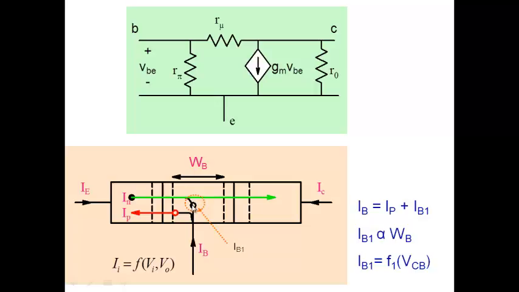So if you want to be more accurate, there are at least two components of base current. One current is these holes which go into the emitter, and the other is these holes which the base has to supply to replace those lost due to recombination. So what I'm pointing out is that base current is made up of two parts. In fact, there are other components as well, but I'll not talk about it. IB is IP plus IB1, where IB1 is due to recombination.